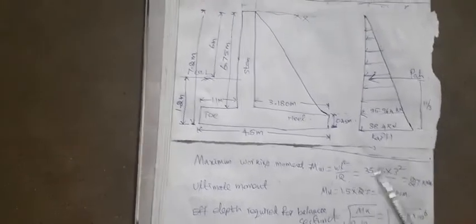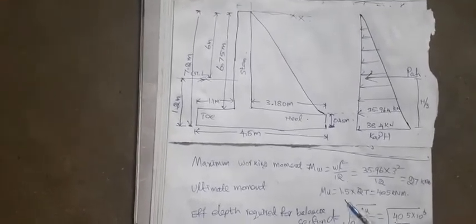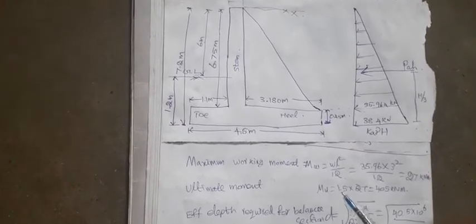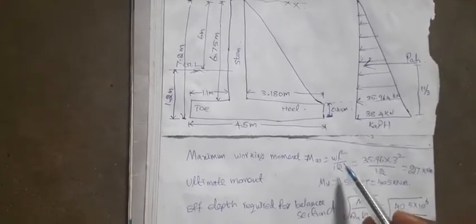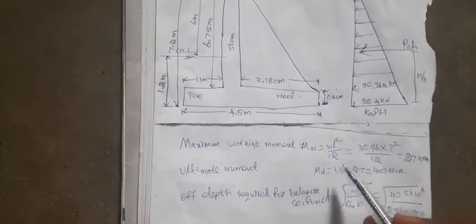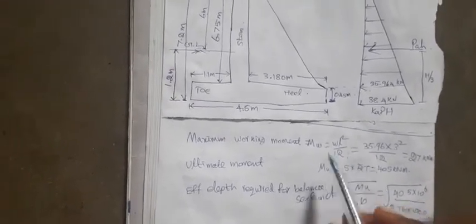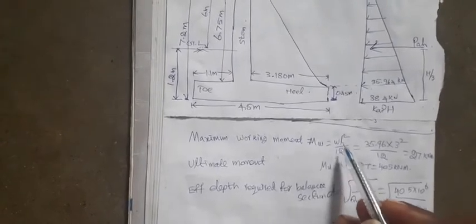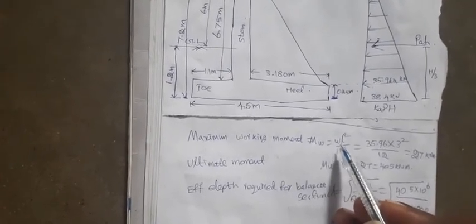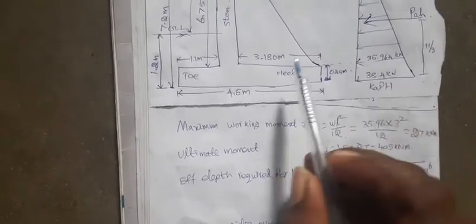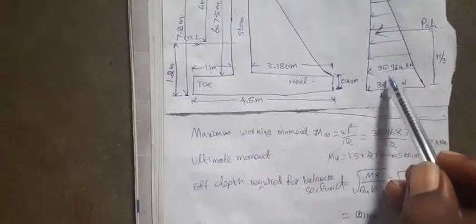Because the cantilever retaining wall works like a slab supported by two beams. So its maximum moment comes under WL square by 12 as a positive moment at the middle section. So we designed for WL square by 12. For this, W is nothing but the total load. This is the bottommost point. At this point we have found 35.96 kilonewton as the total load.